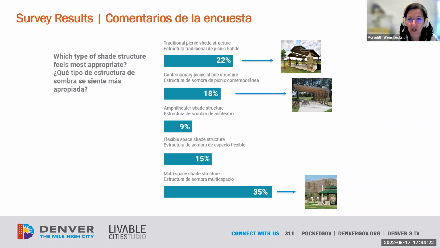Contemporary picnic shade structure, we had about 18% respond to that one. But the clear priority was a shade structure that was really about multiple spaces. And so this is really focused on numerous groups or a lot of people being able to gather in this space. That was the clear priority. Next.